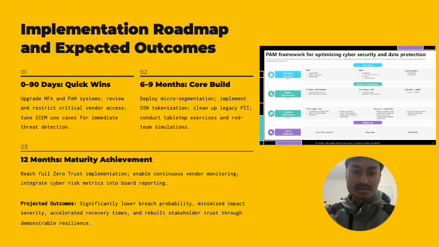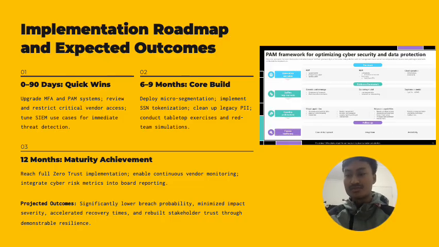So this is the second last slide, with the topic implementation roadmap and expected outcomes. In the first 90 days, we will focus on quick wins: upgrading multi-factor authentication, restricting vendor access, and strengthening threat detection. By 6 to 9 months, we move into the core building, deploying microsegmentation, cleaning up legacy data, and running red team simulations to test readiness.